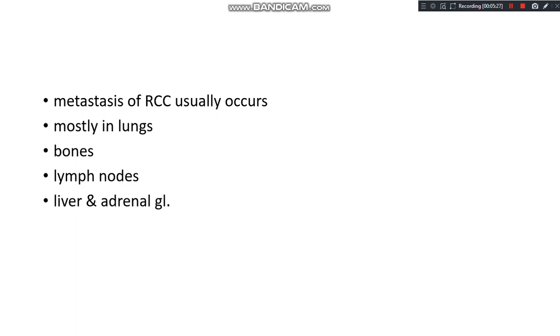So let's talk about the metastasis. The metastasis of renal cell carcinoma usually occurs mostly in the lungs. About 50% of the cases of renal cell carcinoma metastasize to the lungs, and then 20% to the bones, and then lymph nodes, and then liver and adrenal glands.